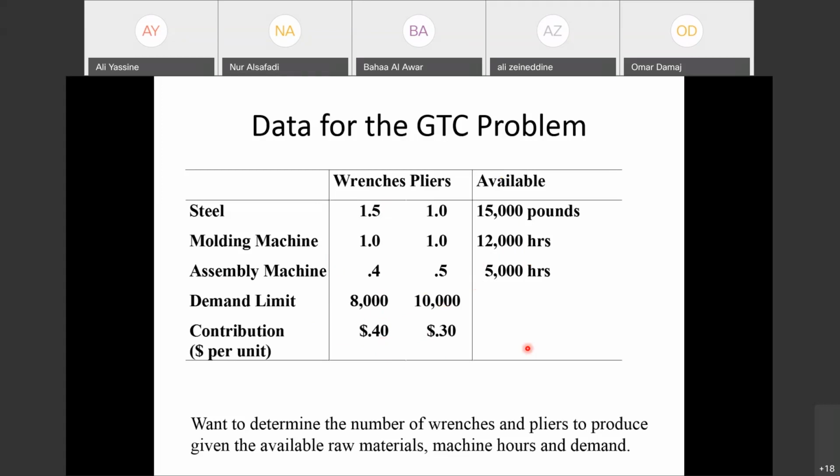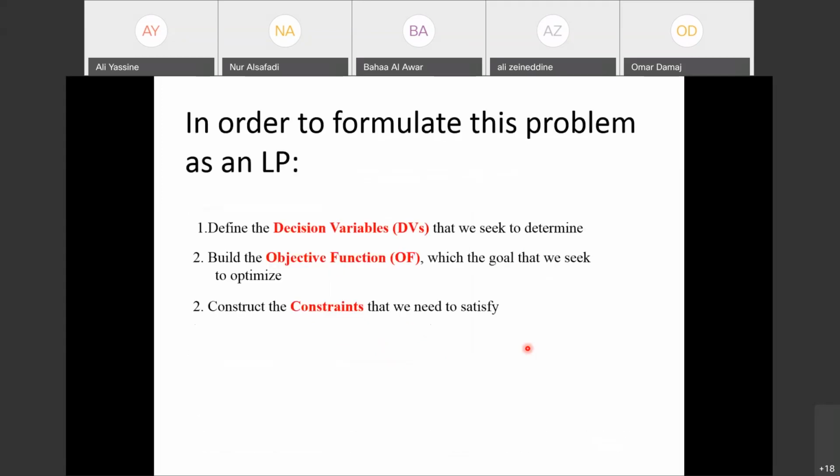Okay, any questions so far? Okay, so that's the problem. I'm going to use it as a context for explaining the different pieces of the linear program. As I said, the anatomy of the linear program consists of 3 things. First, decision variables, which are the things under your control. We seek to determine them. They are called variables because they change, and they are called decision variables because I decide on them. They are under my control, as opposed to, for example, random variables.